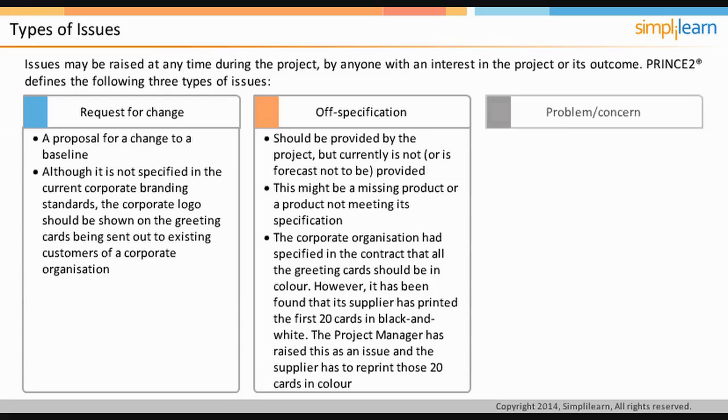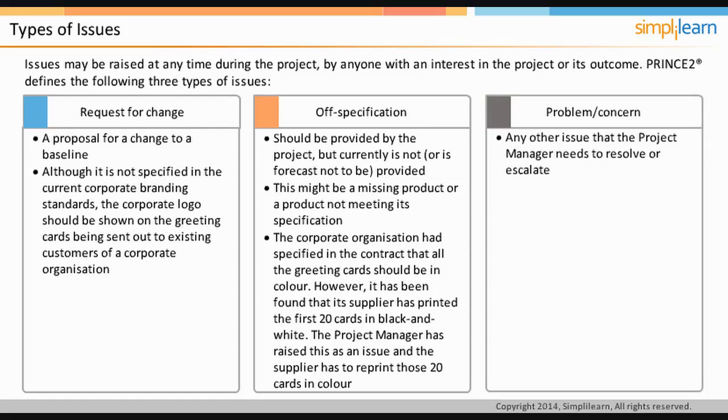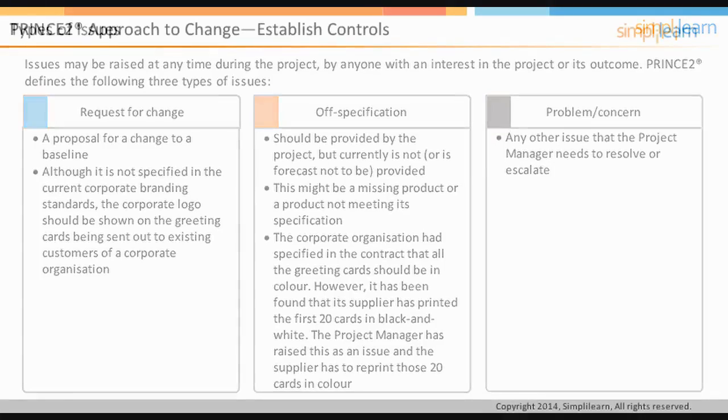Problem or concern is any other issue that the project manager needs to resolve or escalate. For example, advice from a team manager that a team member has been taken ill, and as a result, the target end date for a work package will slip by a week. Next screen looks at established controls, a PRINCE2 approach to change.